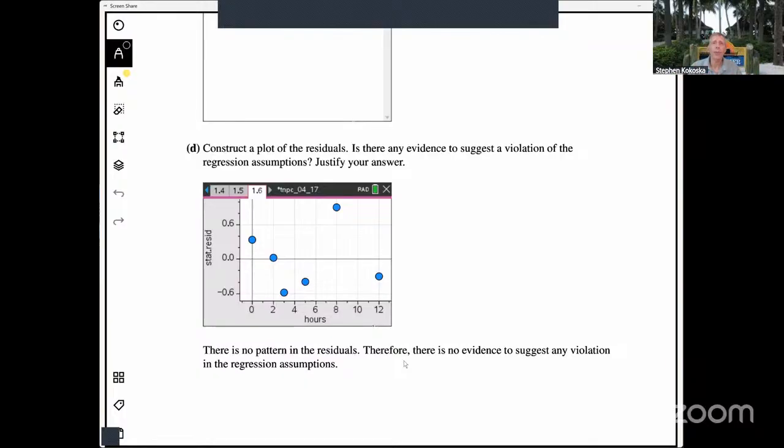If there is some sort of pattern in the residuals, that is a signal that maybe we don't have the right model. Maybe it should have been a cubic model, or maybe we should have had a trig function in there, or maybe it should have been linear. Sometimes the pattern in the residuals can reveal the part of the model that might be missing. In this one, there is no pattern in the residuals, so that suggests that there is no evidence of a violation in the regression assumptions.